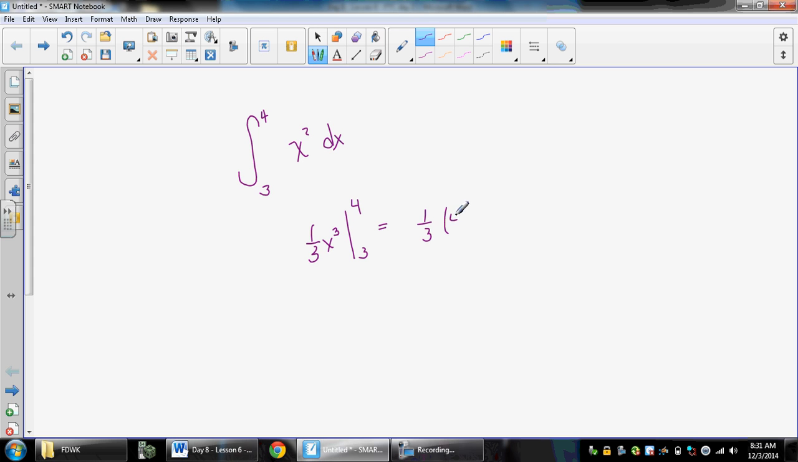So 1/3 4 cubed minus 1/3 of 3 cubed. And then whatever that number is, that's the value of your integral. So the first part of the fundamental theorem says, in order to evaluate a definite integral, you take the antiderivative, plug in the bounds, and subtract.